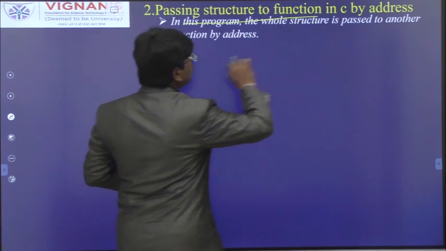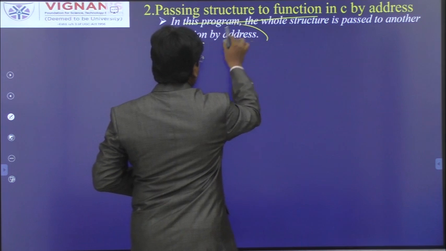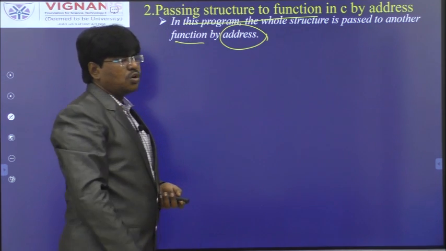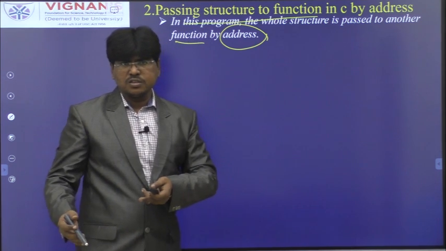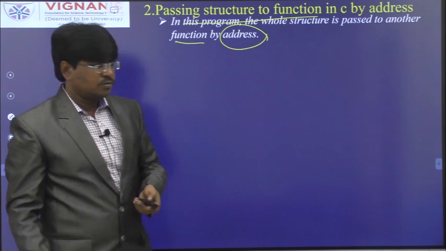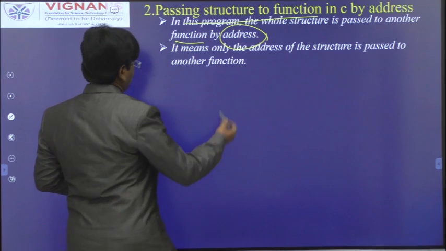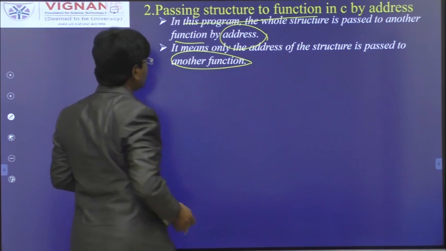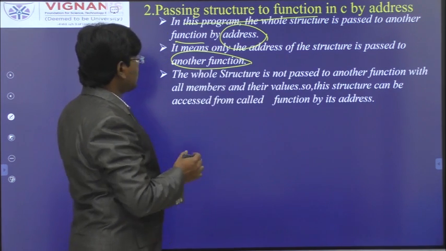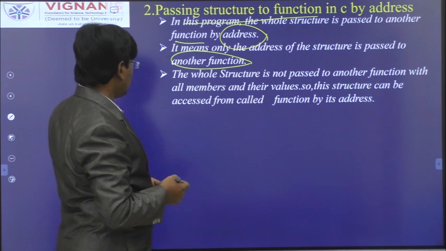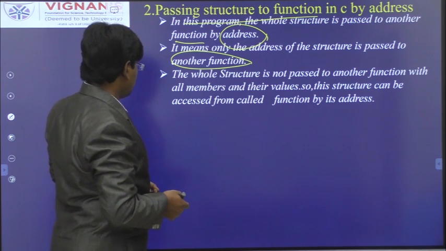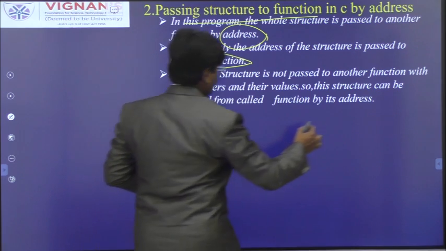In this program the whole structure is passed to another function by its address. The whole structure is passed to another function simply by passing the object address. It means that the address of the structure is passed to another function. So the whole structure is not passed with all the members and their values. This structure can be accessed from the called function by its address.